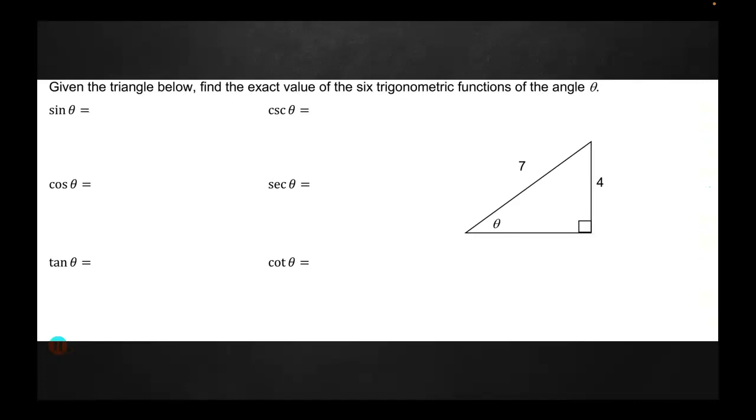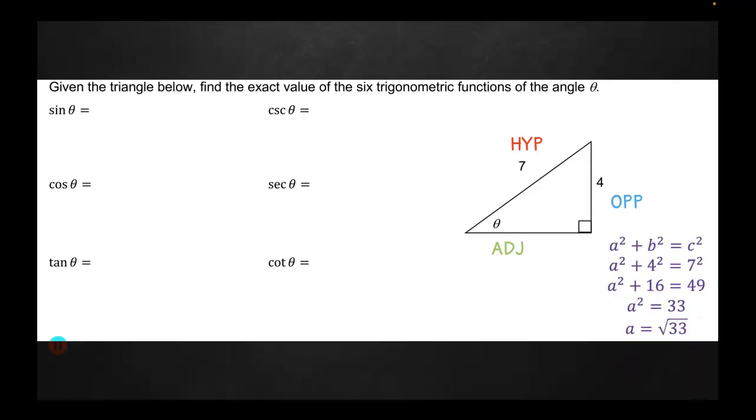Okay, so let's use SOH CAH TOA to find the exact values of the 6 trig functions given your triangle. The first thing you want to do is label your sides in reference to that angle. So we have opposite, adjacent, and hypotenuse. If you notice, you only have 2 out of the 3 sides of your triangle, so we want to use the Pythagorean theorem, where a and b are the legs and c is the hypotenuse, or the longest side. So plug in the information that you do know, 4 and 7. Use the algebra to isolate a, get a by itself, and then we get the square root of 33. So we're going to leave the adjacent side as the square root of 33.